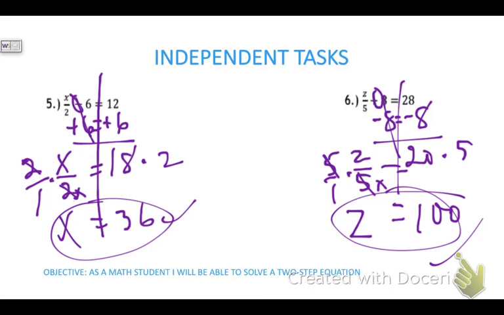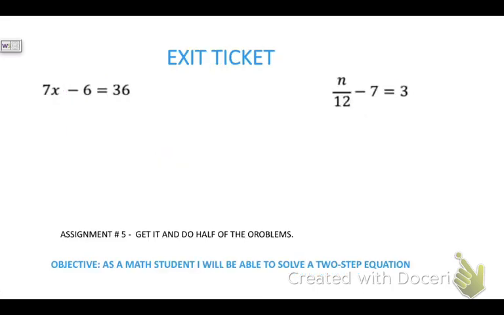Now we got that done, and you got an extra ticket of 2 questions. When you're done, show me. Make sure you show me because I like to see your work. And as soon as you're done with that, you have an assignment, number 5. Get it and do half the problems.